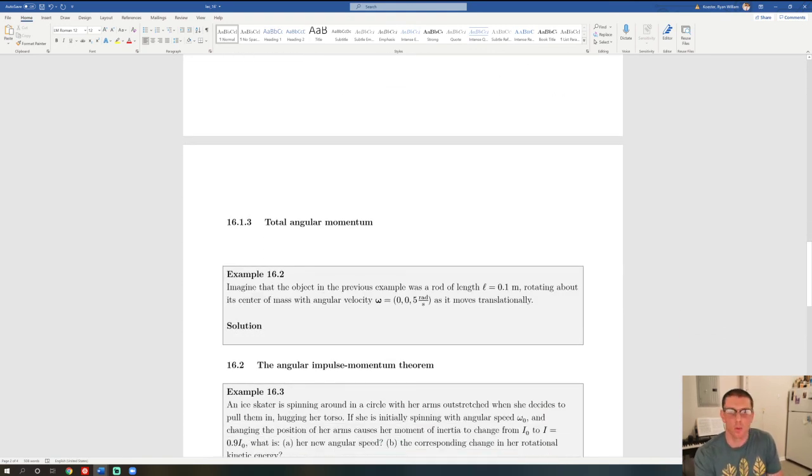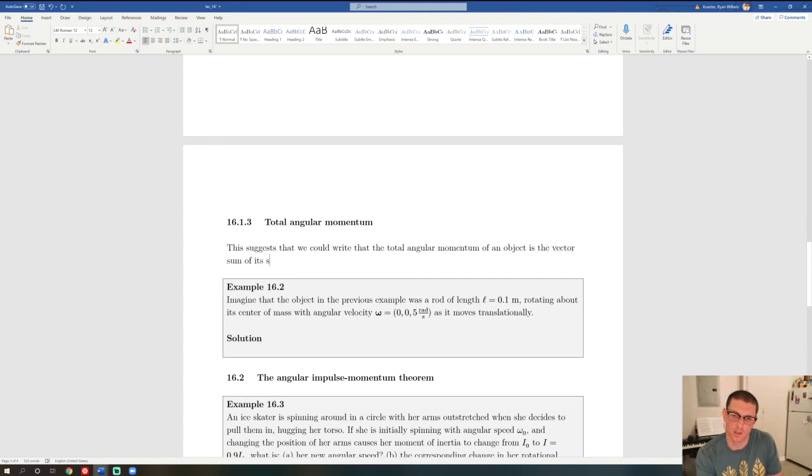Okay, so what I want to say is that this suggests that we could write that the total angular momentum of an object is the vector sum of its spin angular momentum and its orbital angular momentum.